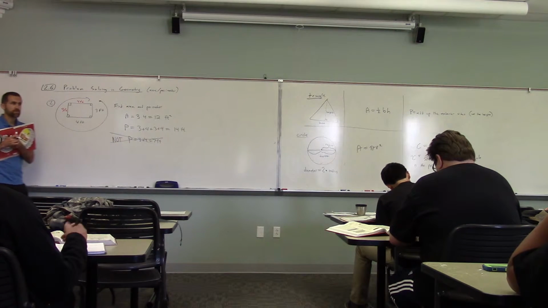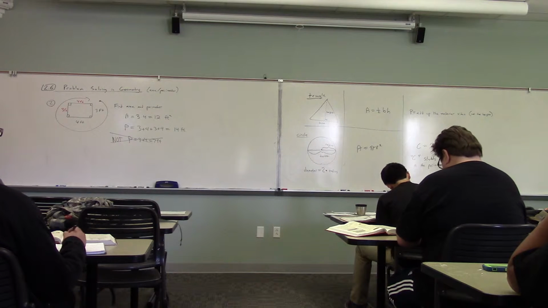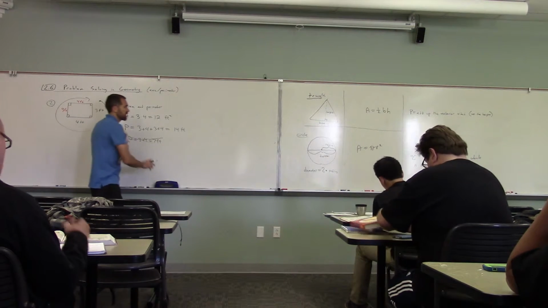14. You could just do 2 times 3 plus 2 times 4, right? Yeah, for sure. And that's the formula I gave you, 2L plus 2W. In general, I always just like to add up the sides. I'm a careful guy.